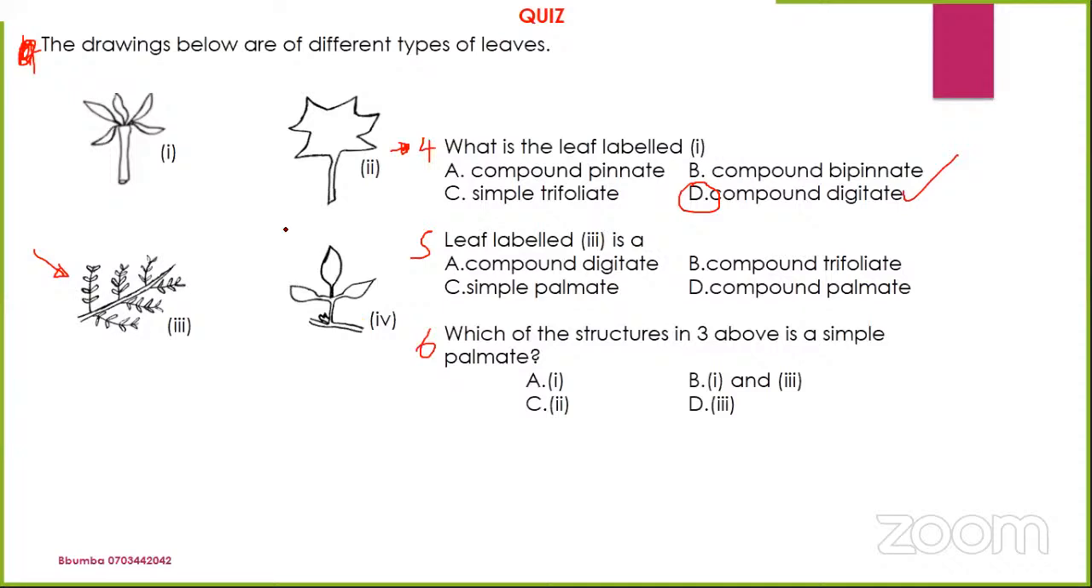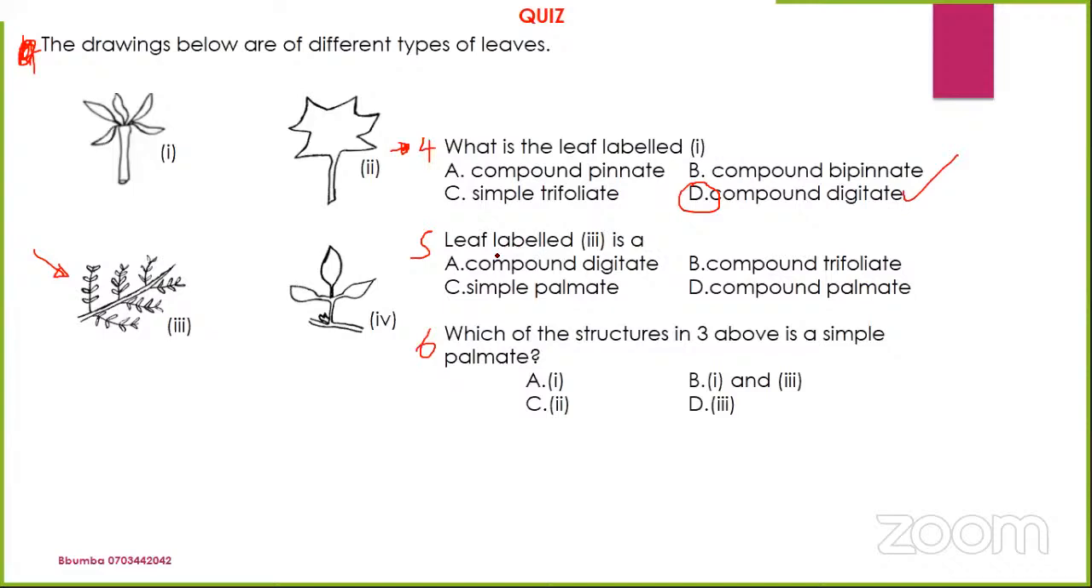The leaf labeled Roman numeral three is compound. Is compound what? Bipinnate. Compound bipinnate. Thank you very much, Isabella.